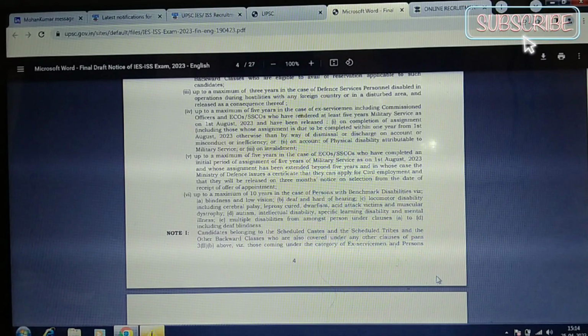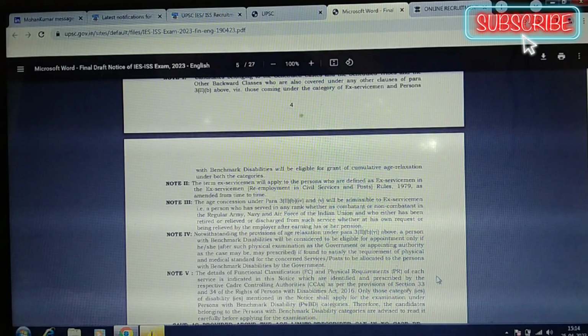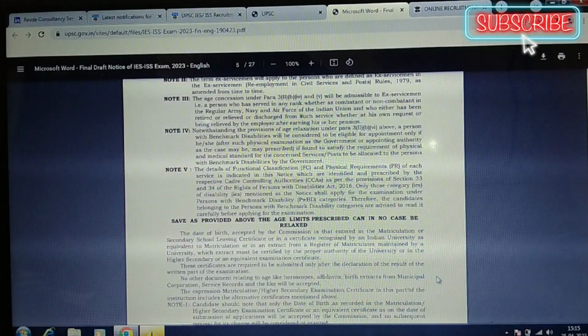and the other backward classes who are also covered under any other classes of para coming under the category of ex-servicemen and persons with benchmark disabilities will be eligible for grant of cumulative age relaxation under both the categories. Even if SC candidates or OBC category candidates come under these benchmark disabilities, they are also eligible for the relaxation up to 10 years. And also the term ex-serviceman will apply to the persons who are defined as ex-servicemen in the ex-servicemen rules as amended from time to time.